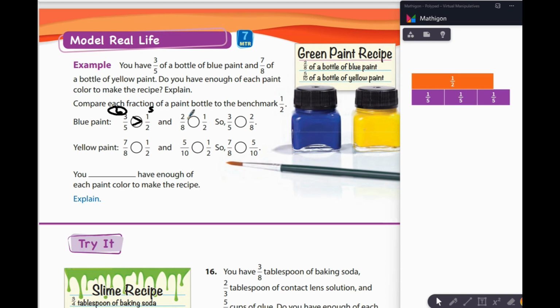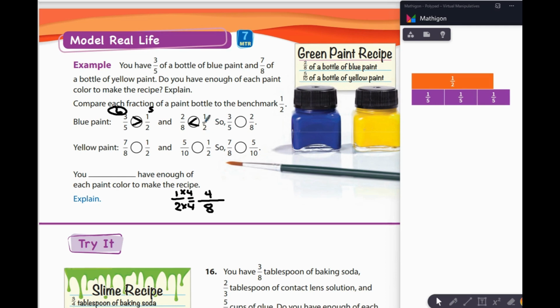Let's take a look at the next one. I'm comparing eighths. Now, I also want you to remember, I could use a picture, of which we are, but let's see. How many eighths are equal to 1/2? 2 times 4 is 8, so 1 times 4. So that means in order to have a half, I need 4/8. I only have 2. So that should tell me that 1/2 is greater, right?